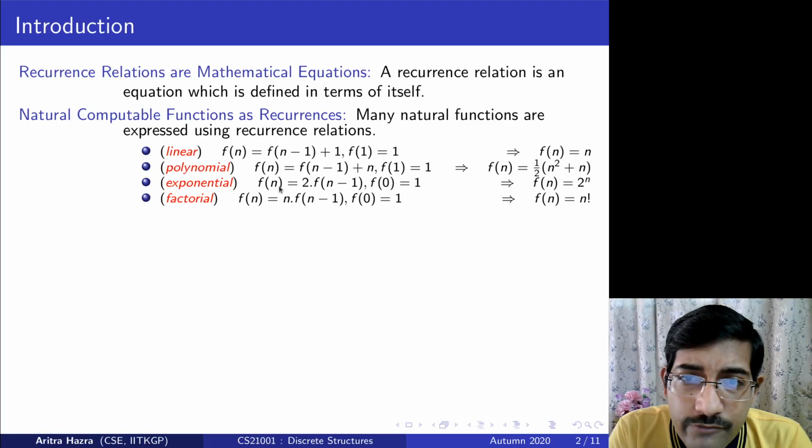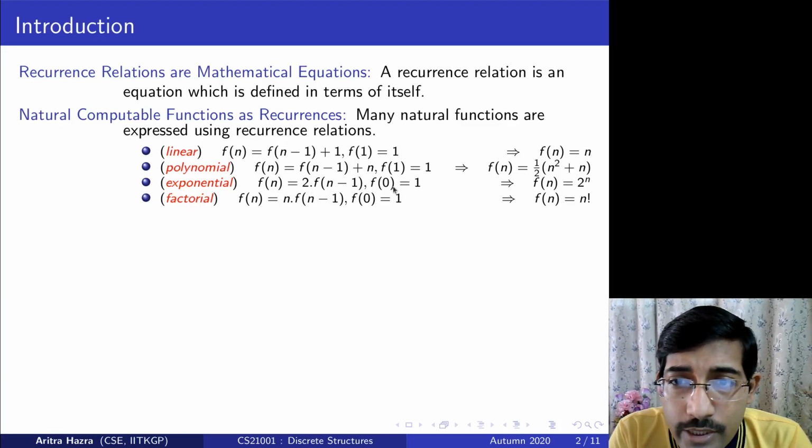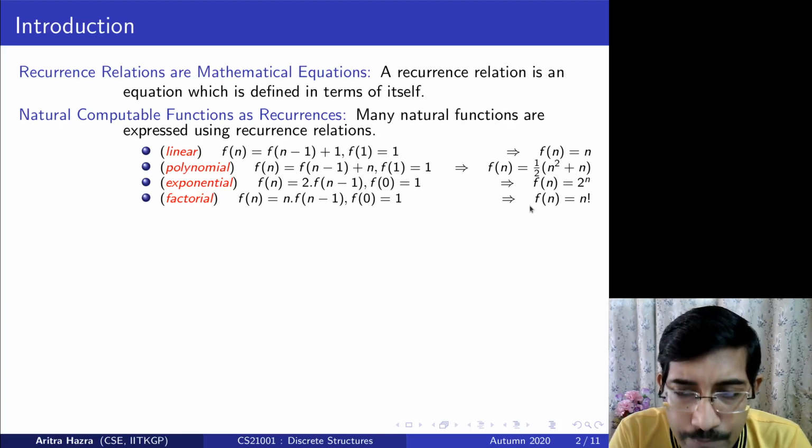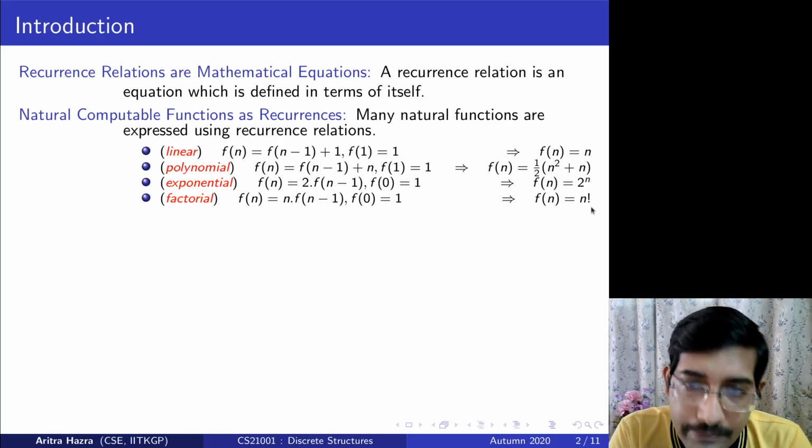We can also define functions like fn equal to 2 into fn minus 1, which means that fn minus 1 will again be 2 into fn minus 2. So fn will be 2 square into fn minus 2. If we go till the 0th point, it will give 2 to the power n as the answer. Similarly, we have expressed another function, and we already know that this is n into f of n minus 1. If we expand it, it will go as n into n minus 1 into n minus 2 up to 1 or 0, which is termed as factorial n.